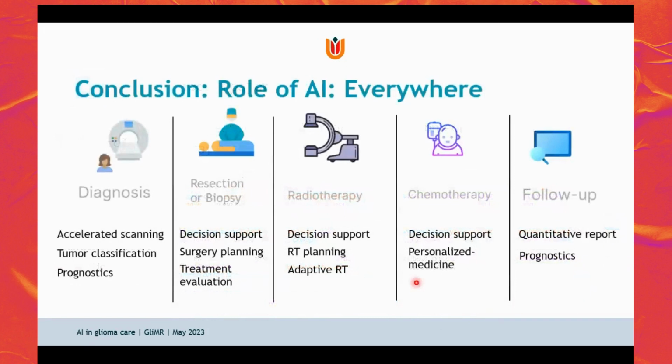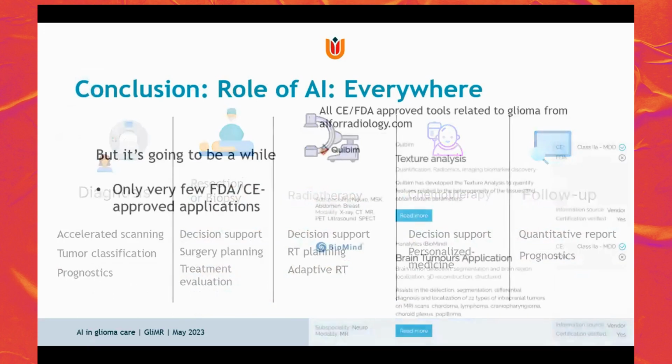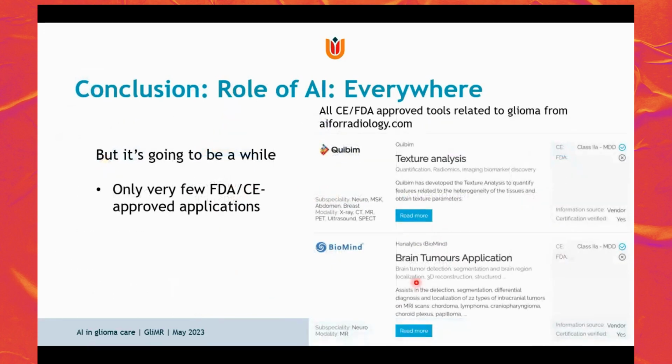So my conclusion on the role of AI is that it's going to be everywhere throughout our treatment plans, throughout the entire patient journey. However, it's going to be a while. There are only very few applications that use AI that are FDA or CE approved, and it's not easy to get there. So I think it's going to take maybe 5 to 10 years before we start to really see these applications in true clinical practice, outside of the research environment.